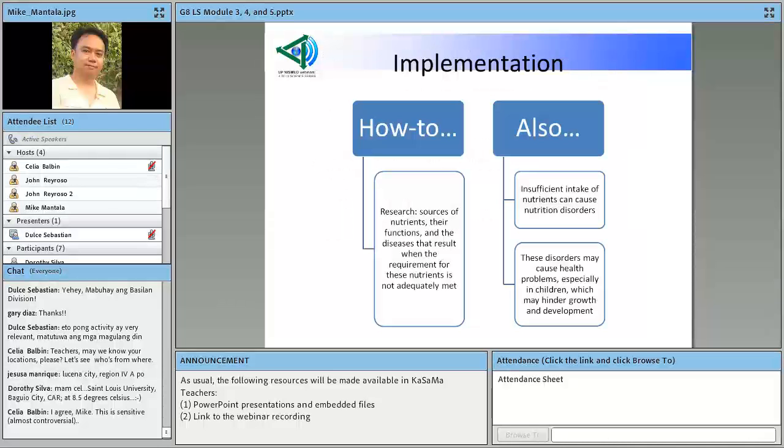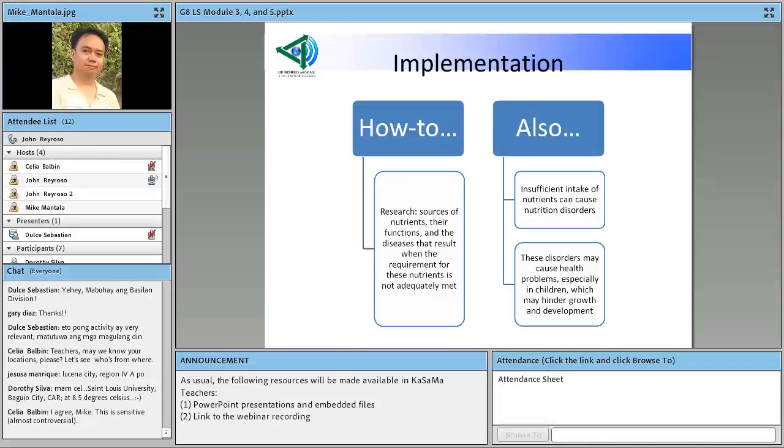So how do we implement this activity? In the learners' modules, the students will be asked to research on the sources of nutrients. It's actually rendered in tabular form. So there's a column there for sources of nutrients, their functions, mga nutrients ito, their functions, and the diseases that result when requirement of these nutrients is not adequately met.